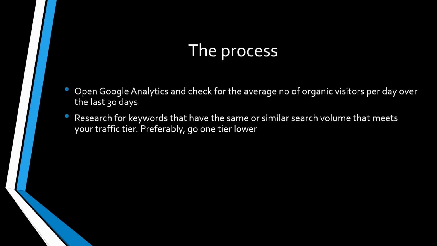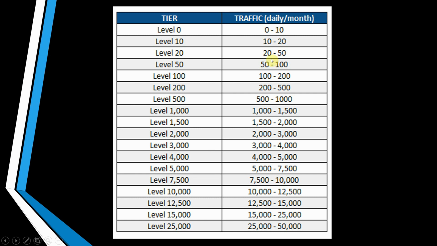And what I mean by preferably going one tier lower is, let me go back. Let's say you're getting roughly 30 visitors per day, then you're at this level, which means you can only rank for website keywords that have roughly 20 searches per month, right? Going one tier lower means you should preferably start ranking for keywords which have roughly 10 searches per month. So let's say you're right here, then you should be targeting this. Let's say you're right here, you should be targeting keywords with 20 searches per month, something like that.